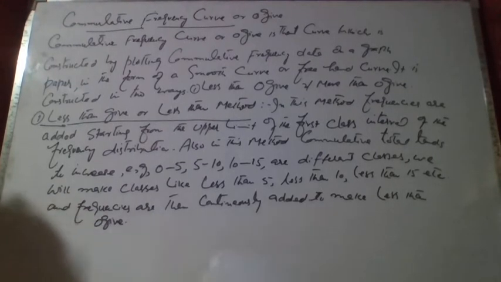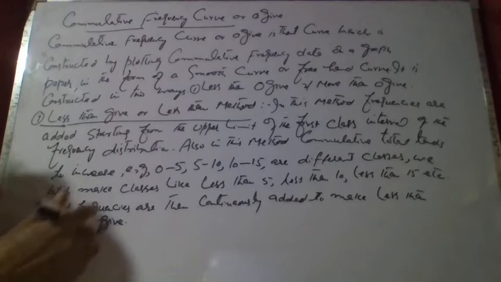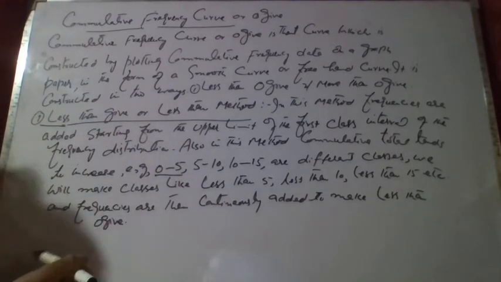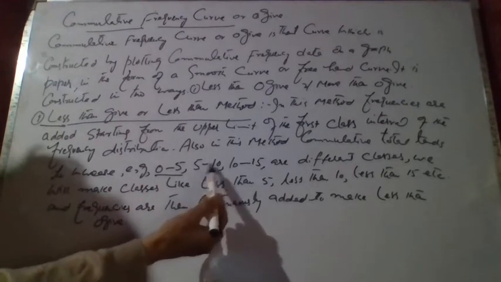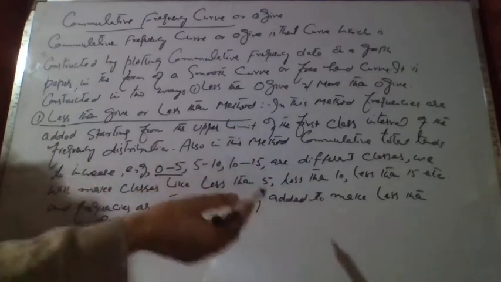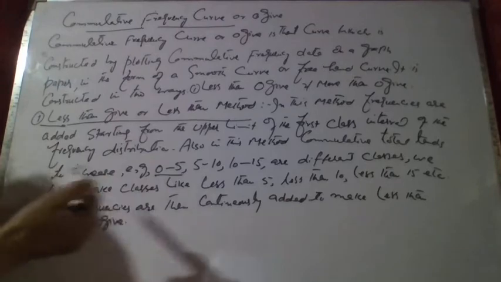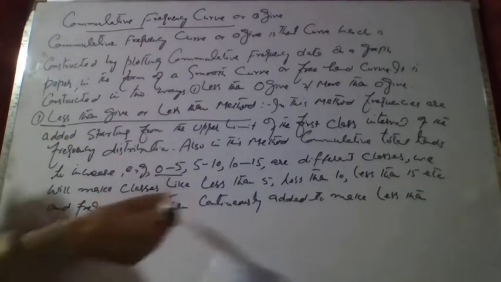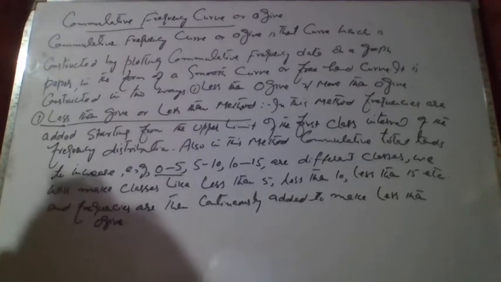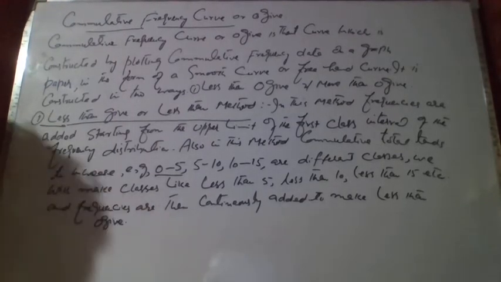So here the classes are changed. We change the nature of the classes. For example, we have the 0 to 5 class, we make it less than 5. We have class 5 to 10, we make it less than 10. We have class 10 to 15, we make it less than 15. So all values less than 5, all values less than 10, all values less than 15. Then the frequencies are added, which becomes the cumulative frequency. This is the less than ogive.